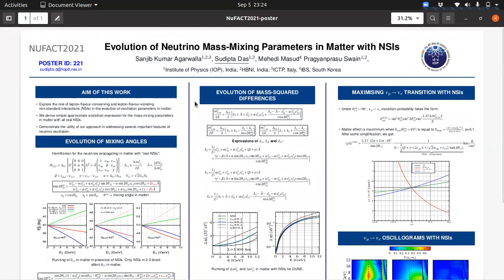Hello everyone. The topic of this poster is evolution of neutrino mass mixing parameters in matter with non-standard interactions. The main goal of this work is to explore the role of various neutral current non-standard interactions in the evolution of oscillation parameters in matter.